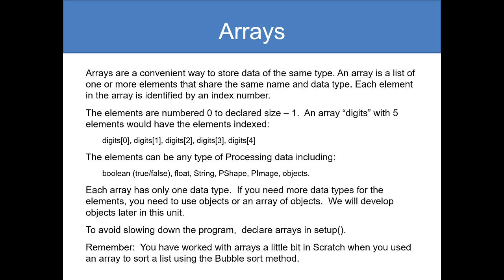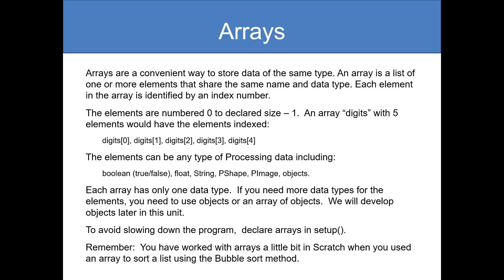Now, every element is identified by an index number. What that means is it has a place. It says, all right, this is the first thing, the second thing, third, fourth, fifth, sixth. Like we always do with Processing, we actually start at 0. So we have 0, 1, 2, 3, 4. If we had 5 things in the array and we called it digits, we have digits 0, digits 1, digits 2, digits 3, digits 4. We have 5 things, but we only go up to 4.